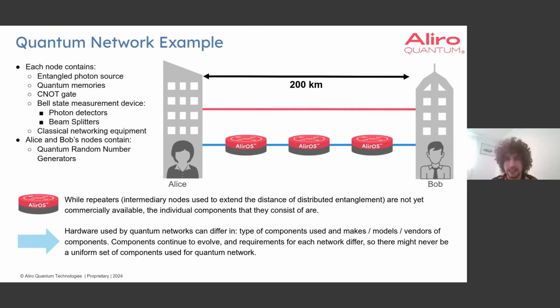There are 2 important things to note about quantum network hardware. First, while repeaters, the intermediary nodes used to extend the distance of distributed entanglement, are not commercially available, the components that they consist of are. Second, hardware used by quantum networks can differ in types of components used and makes, models, and vendors of the components. Components will continue to evolve, and requirements for each network will differ, so there might never be a uniform set of components used for all quantum networks.